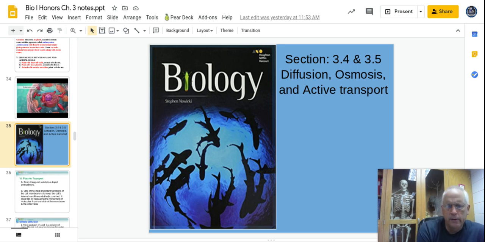I think this is what I want to spend a little extra time on. Diffusion, osmosis, and active transport. What are those terms? What do they mean? It gets kind of confusing.